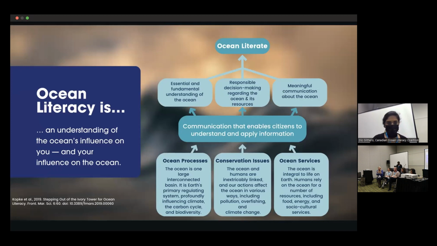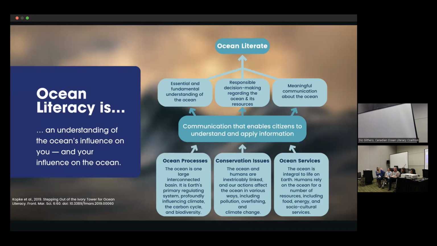Ocean literacy has been around for 20 or so years, started by some amazing colleagues and fantastic marine educators who defined ocean literacy in its very simplest way as understanding the ocean's influence on you and your influence on the ocean. It started off with 3 key components around communication, knowledge, and behavior, which are all still incredibly central to that work.